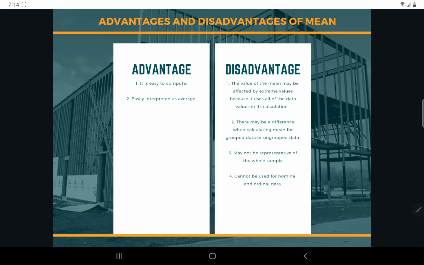And then the disadvantages of the mean. The first one is that the value of the mean may be affected by extreme values because it uses all the data values in its calculation. There may also be a difference when calculating the mean for grouped and ungrouped data, because we are using different formulas. The third one is that it may not be representative of the whole sample, and the mean cannot be used for nominal or ordinal data.